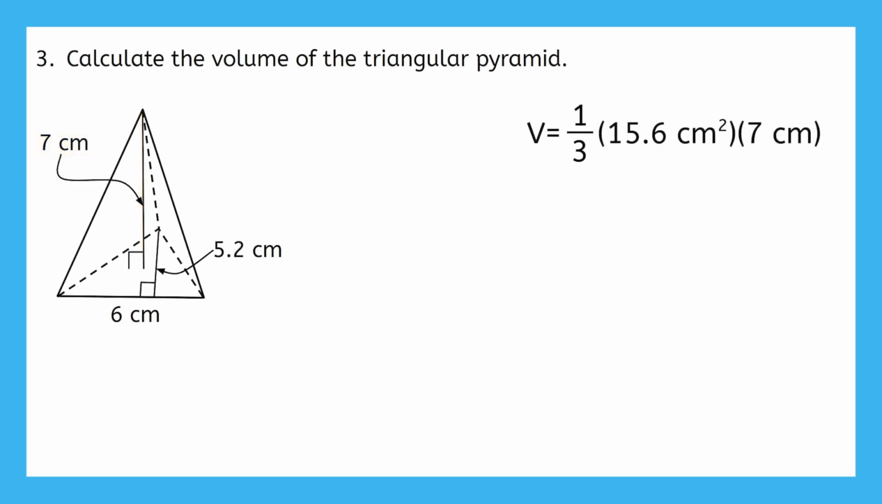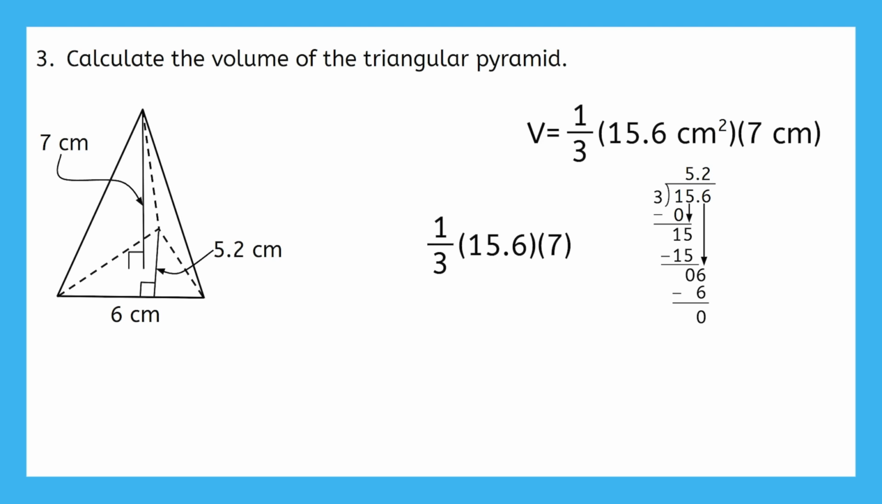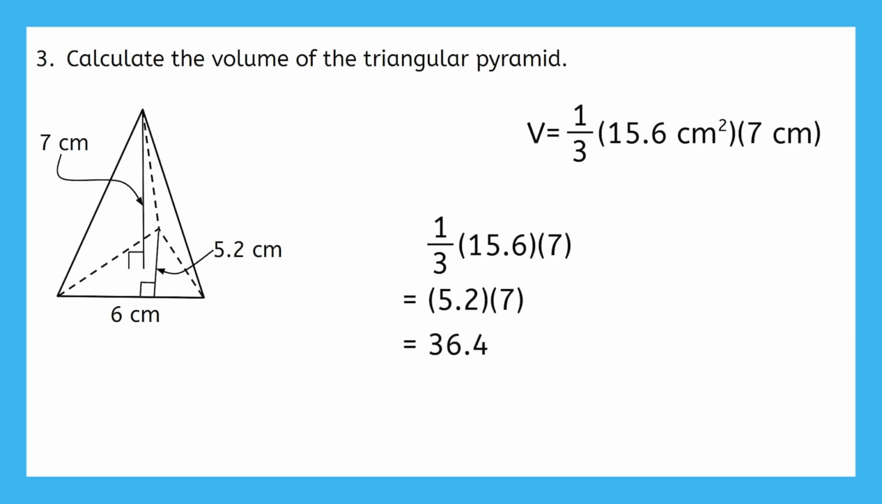If you got stuck up to this point and need a moment to calculate 1/3 times 15.6 times 7, pause the video so you can do that. Also, remember to think about an order that might be best for multiplying these numbers. I decided to multiply 15.6 by 1/3 first, or divide it by 3, giving me 5.2. Then I multiplied 5.2 by 7, which is 36.4.